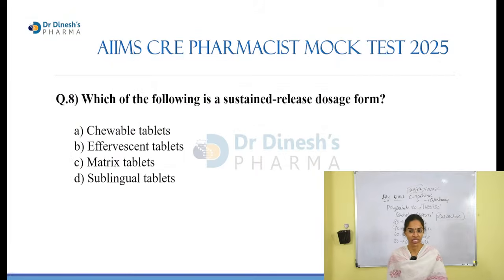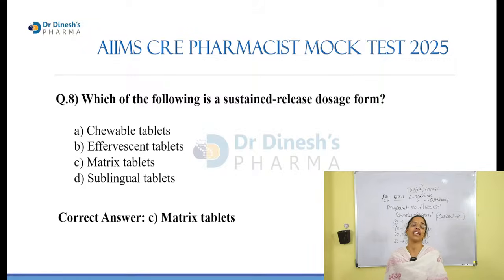Moving forward to question number 8. Which of the following is a sustained release dosage form? Okay, very interesting and important question. We have options as A, chewable tablets, B, effervescent tablets, C, matrix tablets, and D, sublingual tablets. Okay, so the right answer here is matrix tablets. Only matrix tablets mentioned here are of sustained release type.